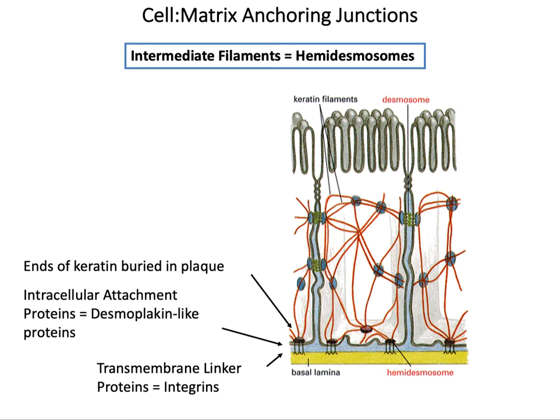When cells interact with the matrix through intermediate filaments, the anchoring junctions are known as hemidesmosomes. In this case, the transmembrane linker protein is integrin, just like for focal contacts, and the intracellular attachment proteins are related to desmoplakin. They are very similar to, or homologous with, the desmoplakin that we just saw in desmosomes, so they are desmoplakin-like proteins. And here you can see the ends of the intermediate filaments buried in the plaque protein.